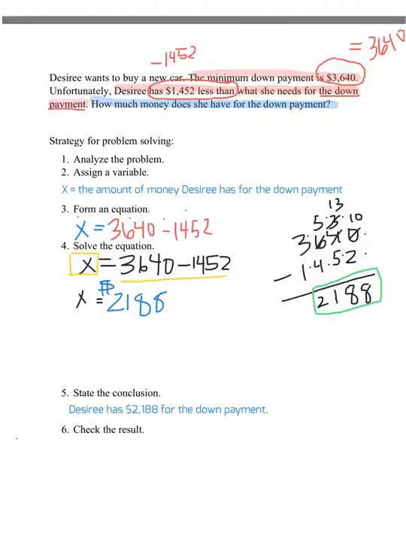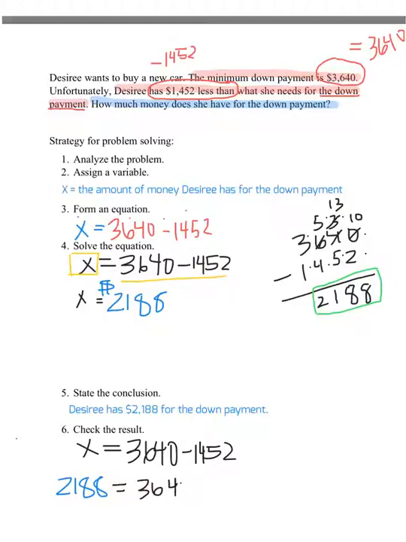Now what's left is to check our result. Again, when checking the result, just like when solving the equation, we start off with the original equation. So that's x is equal to 3,640 minus 1,452. But now the only difference is that we know what x is actually equal to, so we're going to substitute that in. And the remaining equation remains the same. And we know that 3,640 minus 1,452 is indeed 2,188. So therefore we have a true statement. Thus, our conclusion is correct.